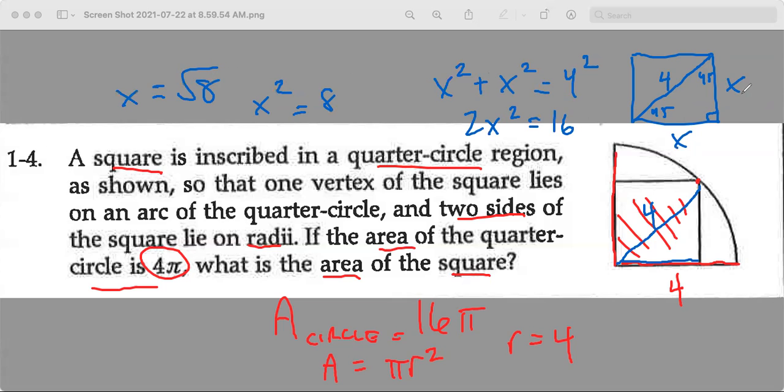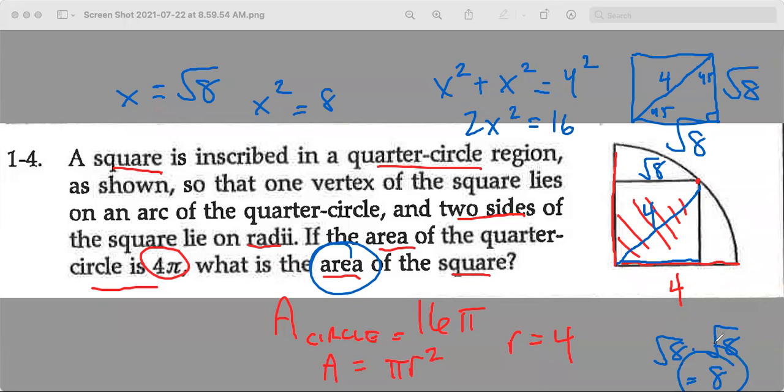But I'm not done, because that means, friends and family, that x equals the square root of 8. But I'm not done, because I need the area of the square. So if you have a square that has sides of root 8 times root 8, that will give us the area of the square, which equals 8.